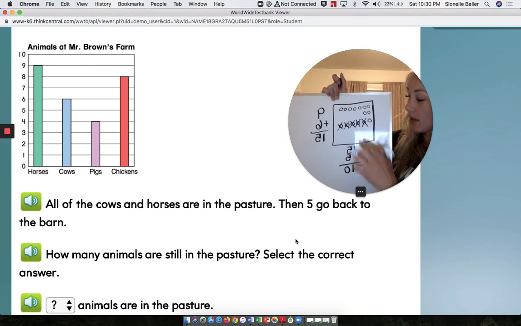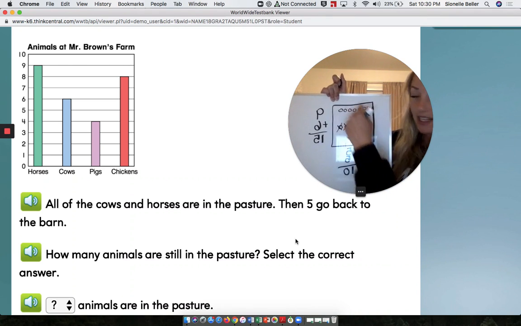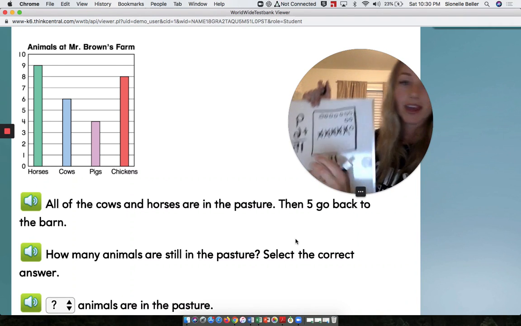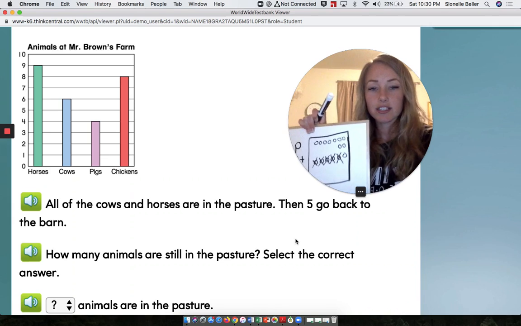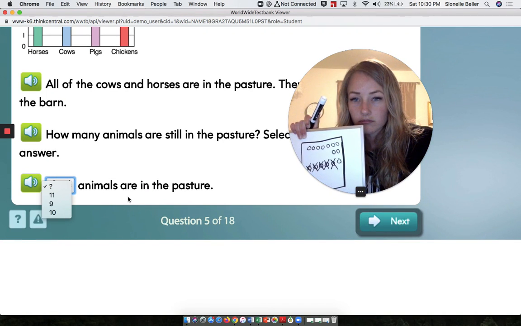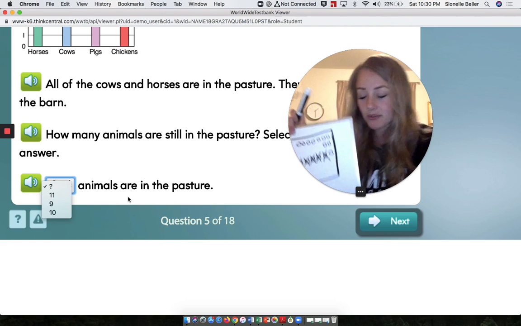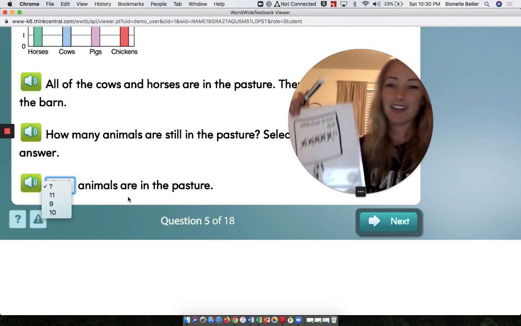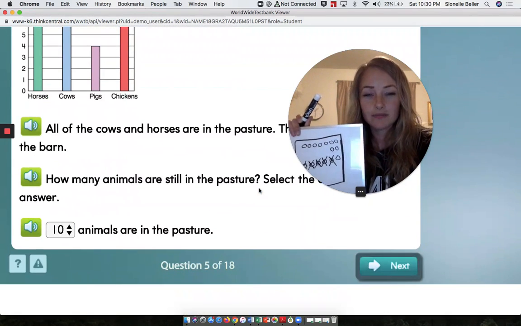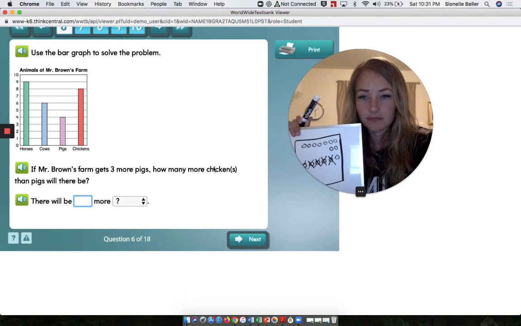So sometimes it helps to draw a picture, because then you can see the animals in the pasture and literally take 5 of them away. Okay? So the correct answer is 5. Oh, I'm sorry. The correct answer is 10. So on here, we're going to choose 10. Sorry, confused you. And now we'll click next.